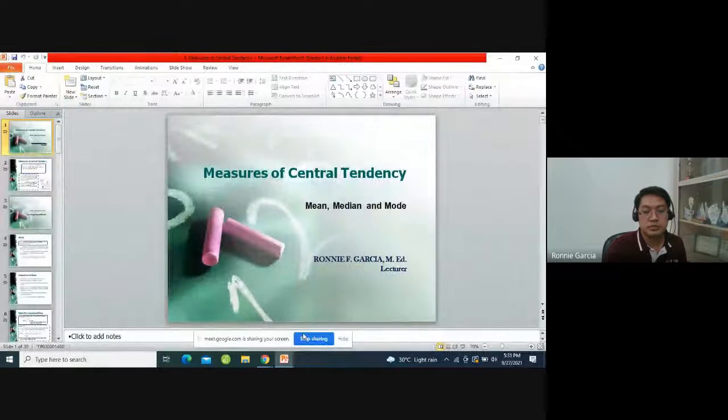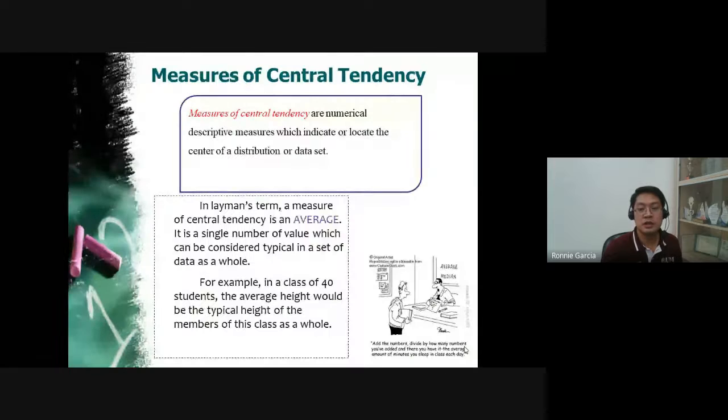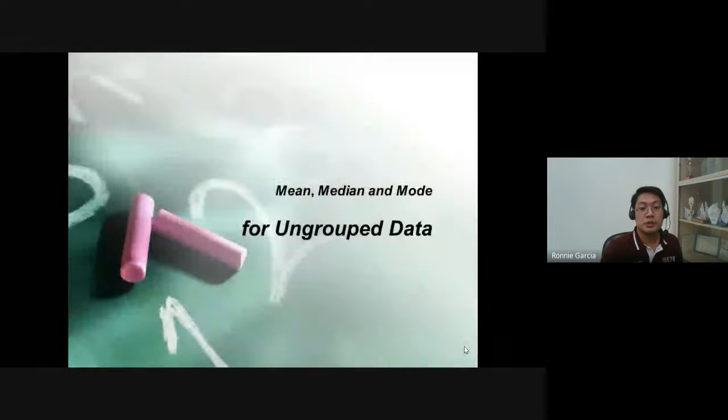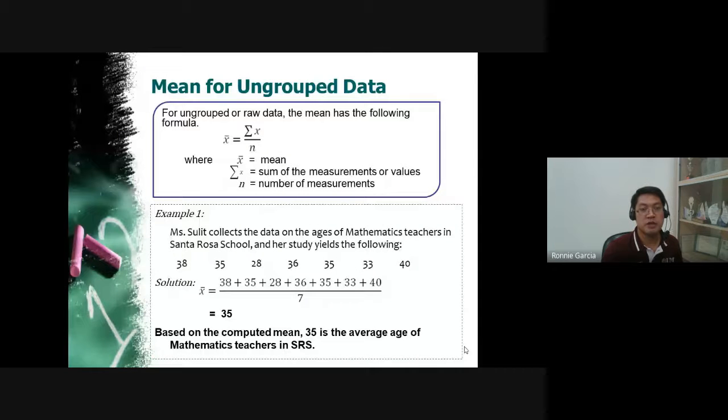So are you ready for our last topic for statistics before we have our third examination? Again, we will have a short recap about our previous lesson. This is all about the measures of central tendency, the mean, median, and mode. But we only concentrated on the ungrouped data. Pasabot sa ungrouped data is the raw data one by one was given.